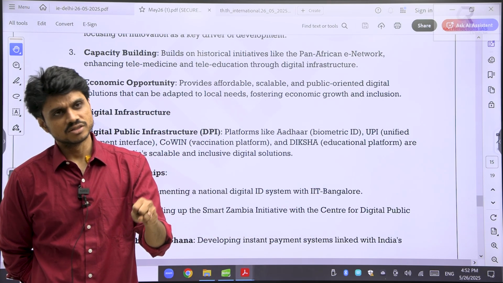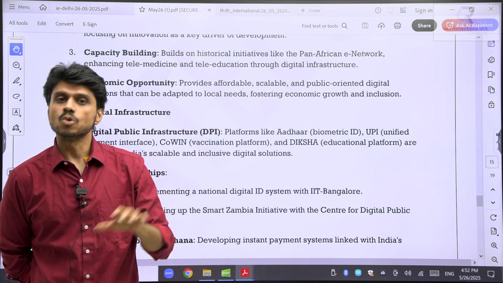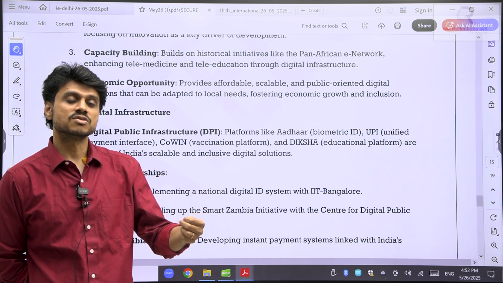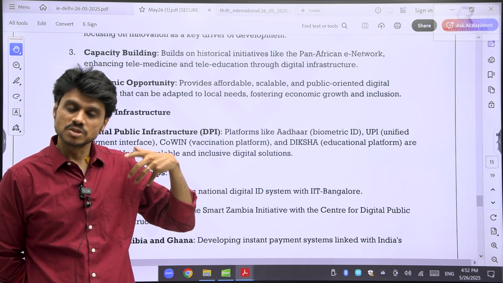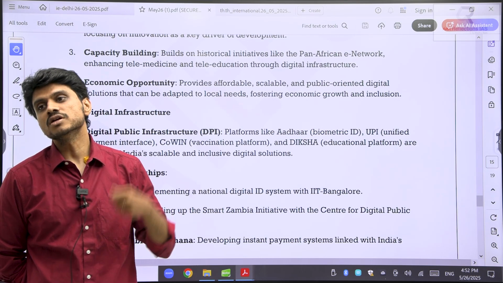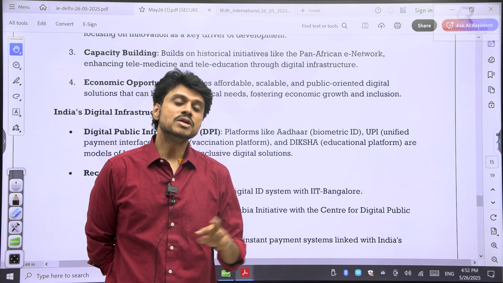This question was already asked in the UPSC mains: discuss the progress of India's digital public infrastructure. We are trying to develop this India Stack. We are the very first country trying to develop this level of digital infrastructure. So we can share this technology with Africa, and we can build good relations.